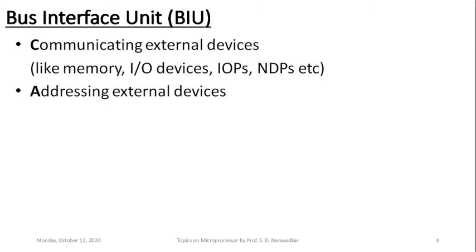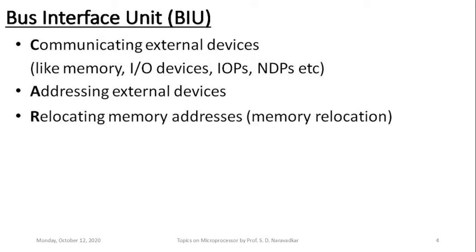Then the next function here is addressing external devices. This term addressing is a bit misleading. This BIU will not be responsible for generation of addresses here, like in the 8086. This BIU will be just addressing those external devices. That address is generated by the internal memory management unit. So this is the second function of that 80386DX processor here.